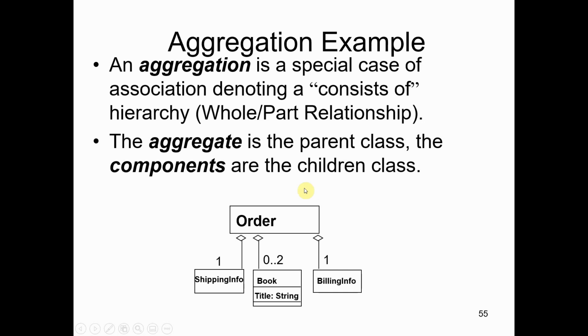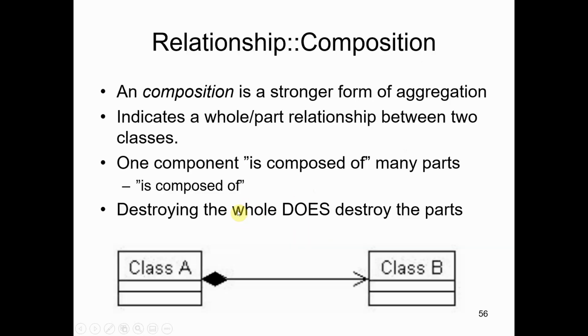And here I give you an aggregation example. So in here, you can see the order contains different parts. The order contains shipping information and the product and the billing information. So these are all parts of the order. The composition is a stronger form of aggregation. So the only difference between these two is that if you destroy A, you will destroy B as well.